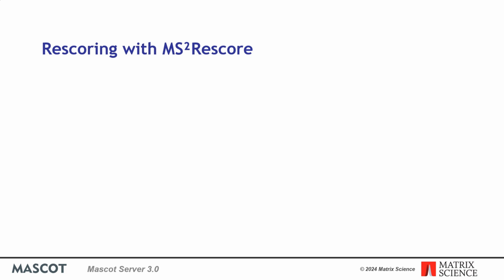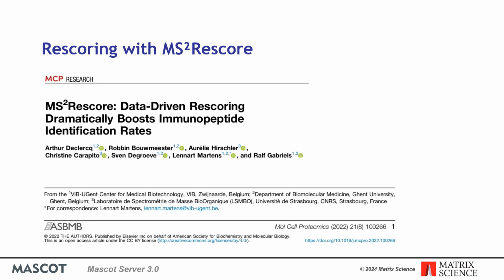Let's look at machine learning in more detail. Mascot Server 3.0 integrates MS²Rescore, which is a modular and user-friendly platform for AI-assisted rescoring of peptide identifications. MS²Rescore is developed at the Compomics lab at the University of Ghent, and it's shipped with Mascot with the permission of MS²Rescore developers.